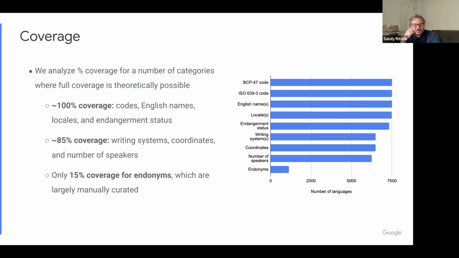Just a little bit about the coverage of the metadata. We have basically 100% coverage for the language codes, obviously, because they're standard, and English names we are basically feature complete. And endangerment status is very close to also being complete, because we get that, I think, from Glottolog, I believe. And then about 85% coverage is writing systems, coordinates, number of speakers, and only 15% coverage for endonyms at the moment. So, if anyone's interested in contributing to this, it's on GitHub, and we'll happily accept feature requests or additions to the repo.